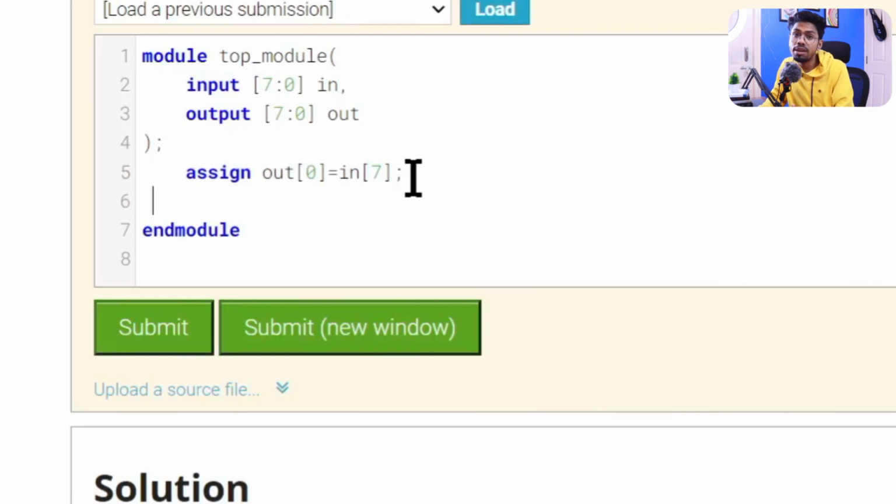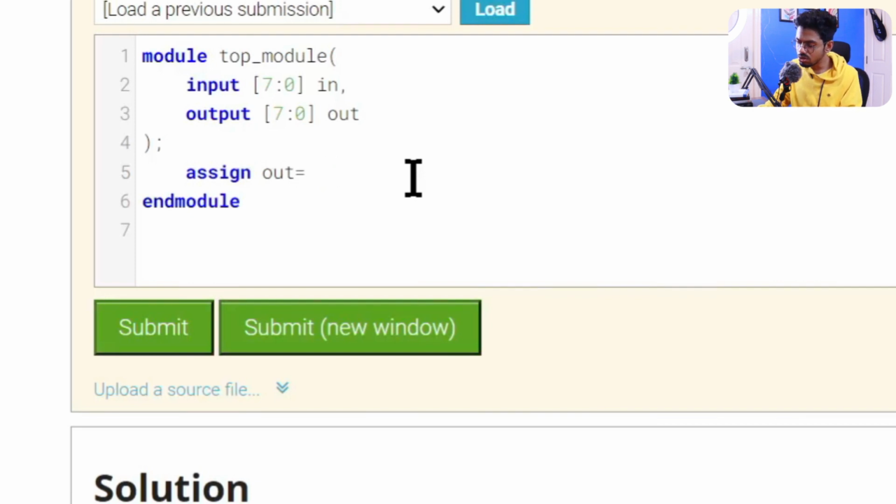But here, as we have learned concatenations, we will use that one. With concatenation, you can write only one assign and do your job. So here what we'll write: out equal to, and for concatenation we need curly braces. Inside the braces I'll write in 7, comma, in 6, comma, and till in 0. But I am not doing the perfect thing because I want to reverse it, right? So this is my MSB.